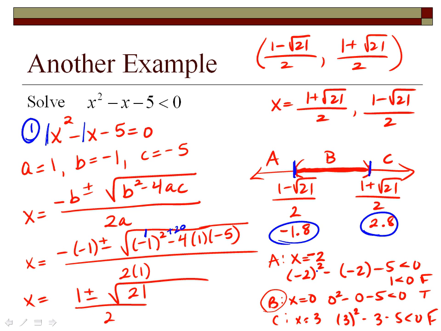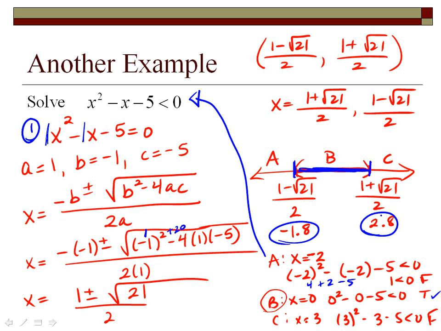So I'm plugging back into the original inequality here. Negative 2 squared is 4. Minus a negative 2 would be plus 2. Minus 5 is 6 minus 5, which is 1, which is not less than 0, so that's false. In region B, something between negative 1.8 and 2.8 is 0. So 0 squared minus 0 is 0. Minus 5 is negative 5, which is less than 0. That is true. So I shade region B.